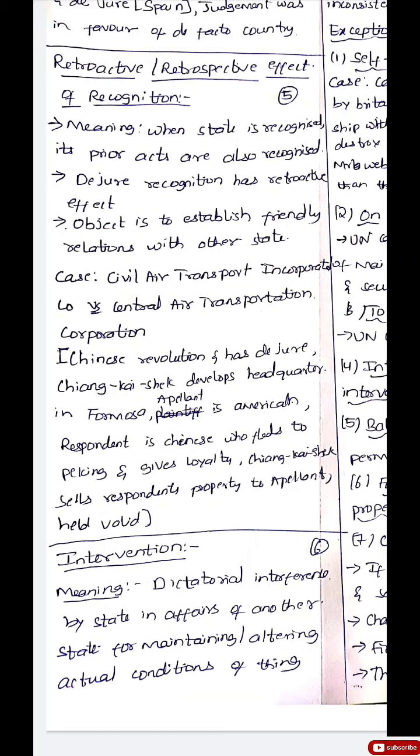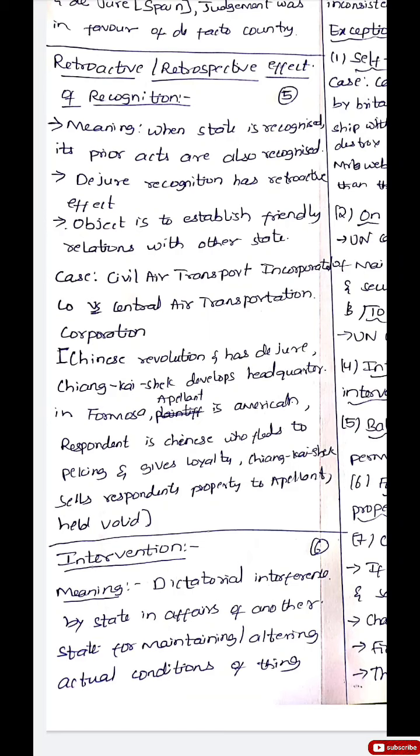The case is Civil Air Transport Incorporated versus Central Air Transport Corporation. This case is of China. In China there was the Chinese Revolution, and the government had de jure recognition at that time. The ruler of China, Chiang Kai-shek, set up his headquarters in Formosa.